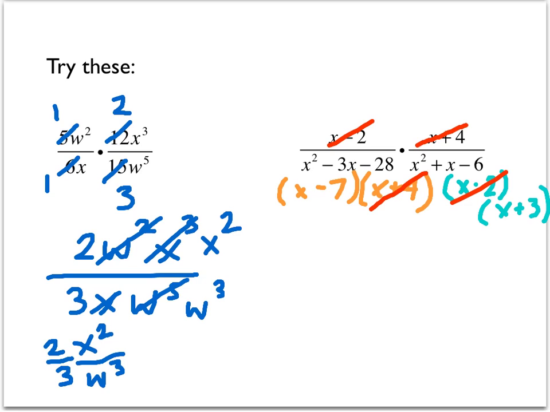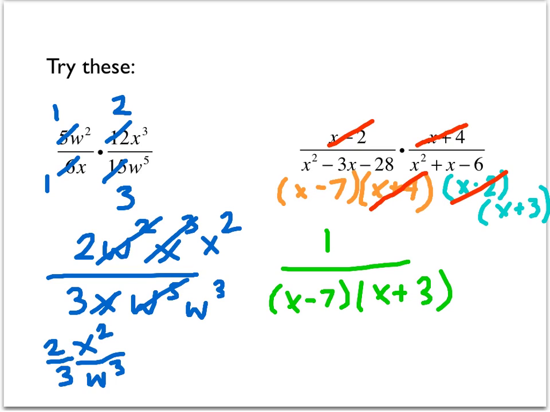So it looks like my final answer that I'm going to have here, when I have my numerators here, it looks like that's just going to be 1. And then in the denominator will just be x minus 7 times x plus 3. And we can leave it like that, or we could multiply those together perhaps if you'd like.